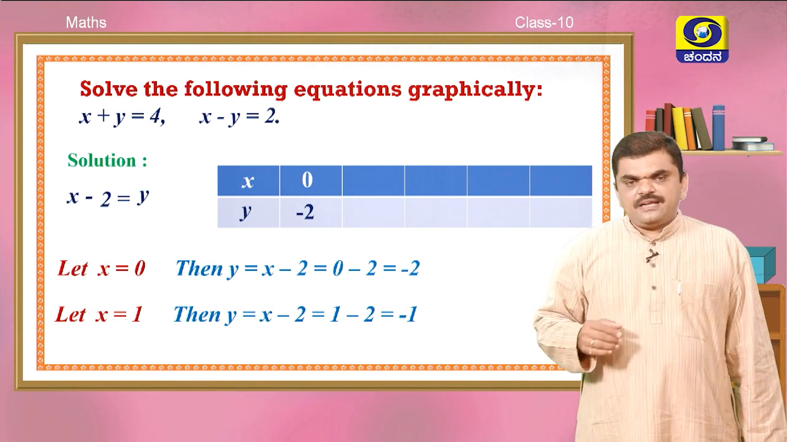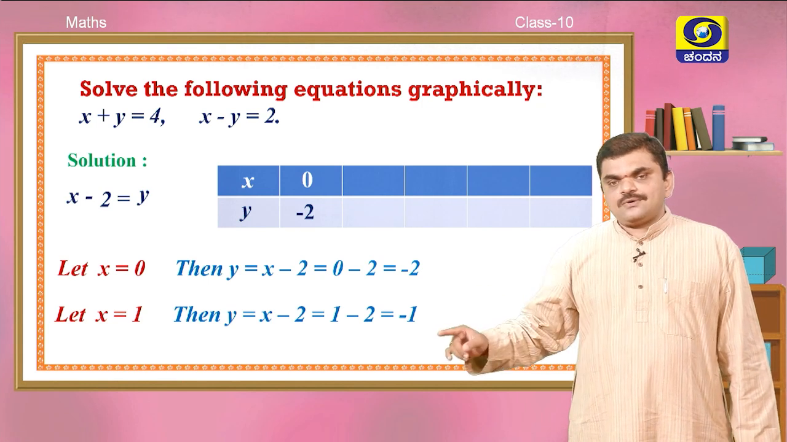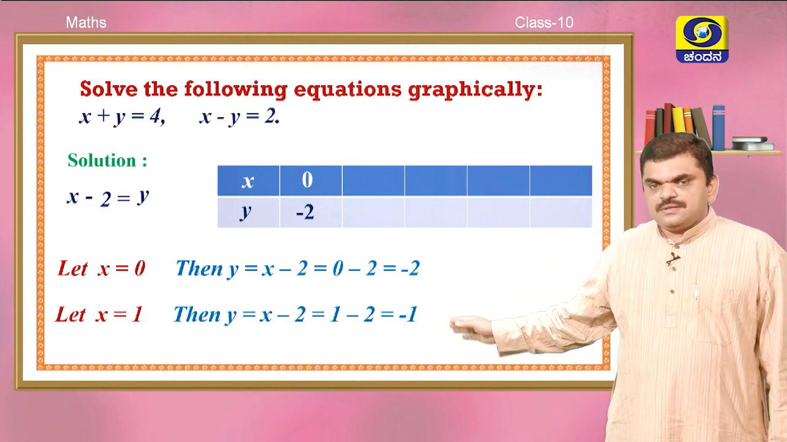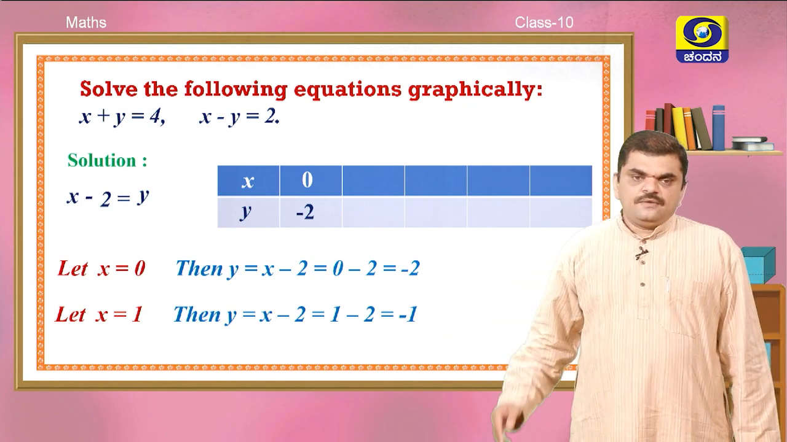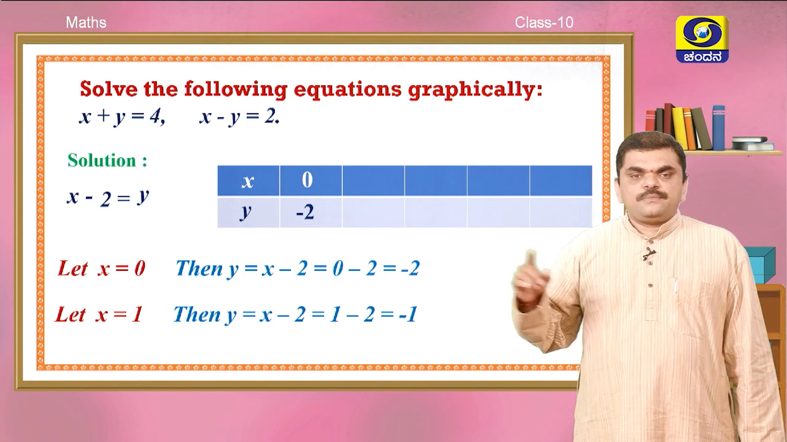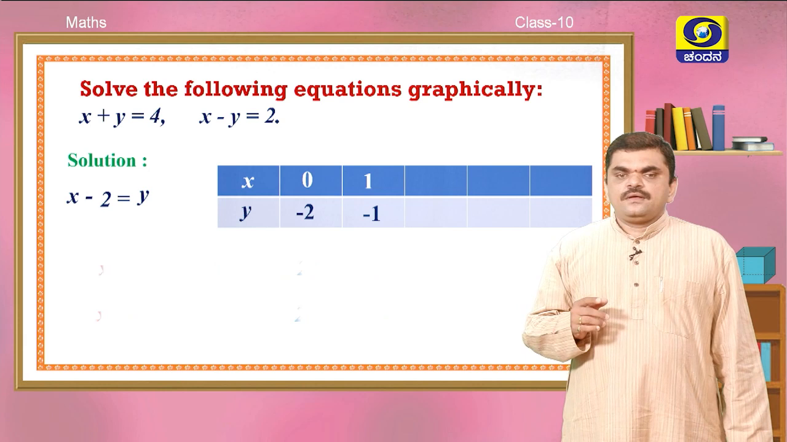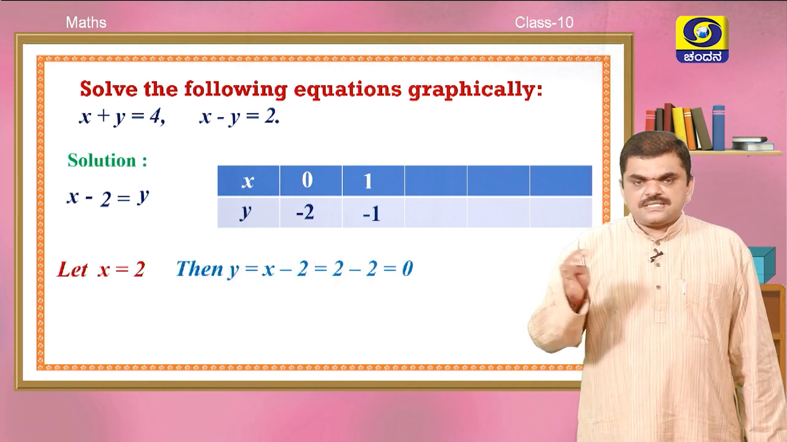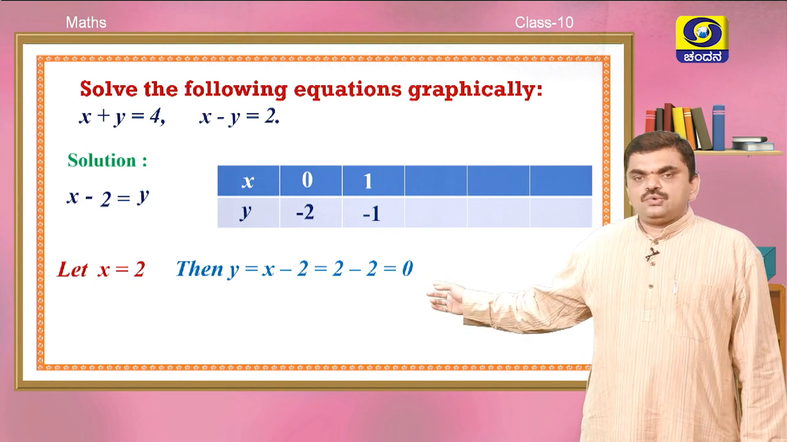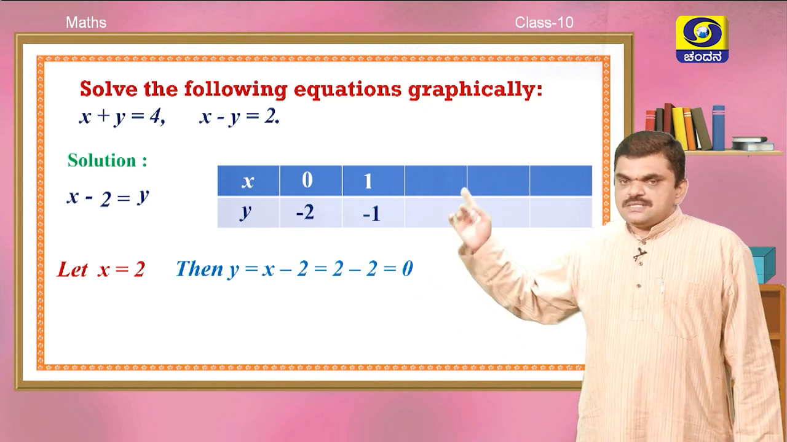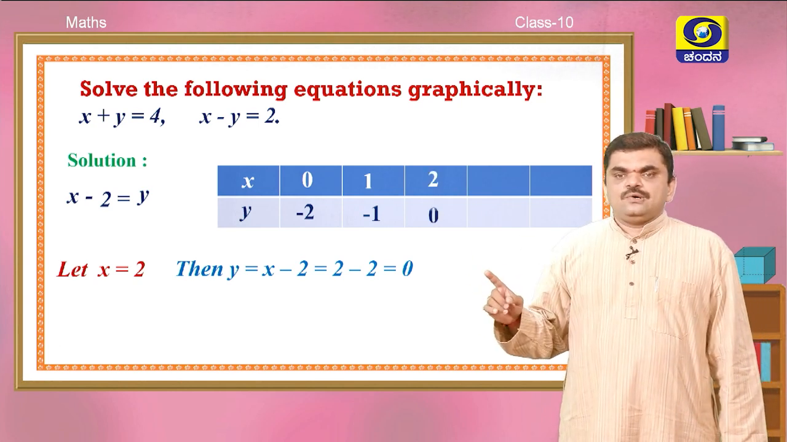Now let us give the value of x as 1. Children observe here, y is equal to x minus 2, that is 1 minus 2, that is equal to minus 1. When x becomes 1, y becomes minus 1. Again give the value of x as 2, y is equal to x minus 2, that is 2 minus 2, that is equal to 0. Then when x becomes 2, y becomes 0.